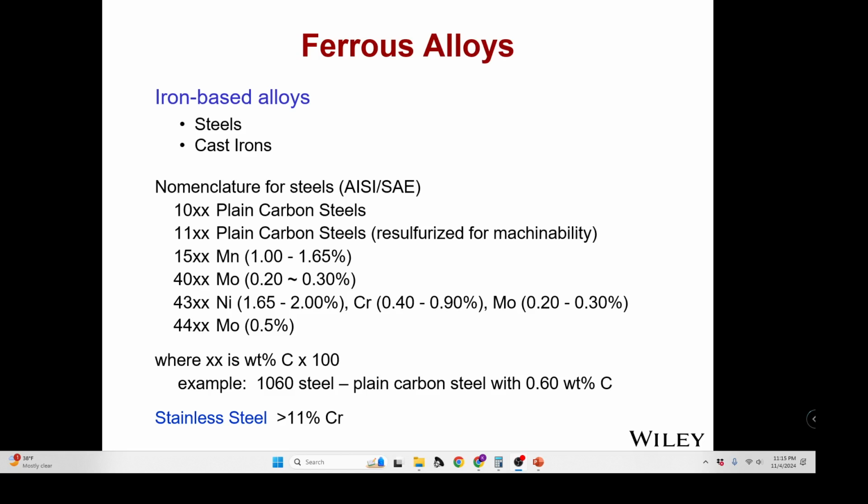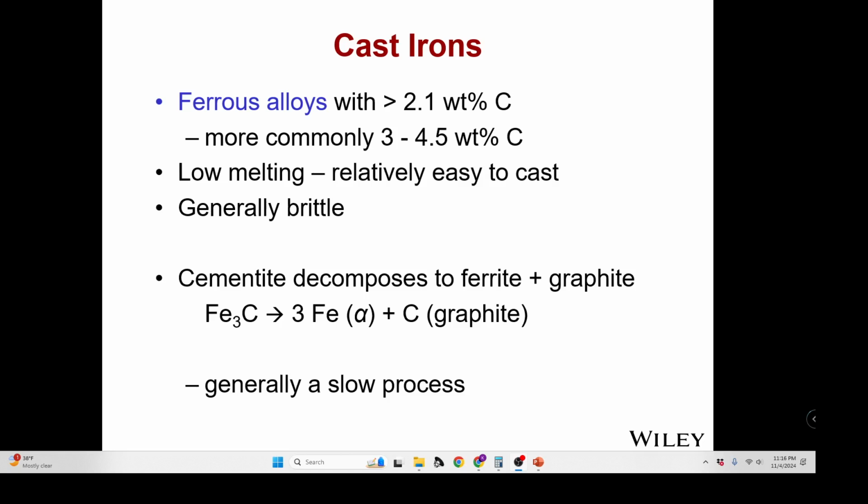1060 is a plain carbon steel with 0.6 weight percent carbon. Stainless steels are above 11% chromium. So this gives you the gamut of what those materials are. You'll use some examples of 10 series and 40 series steels in the hardenability lab to give you a general concept of what's out there.